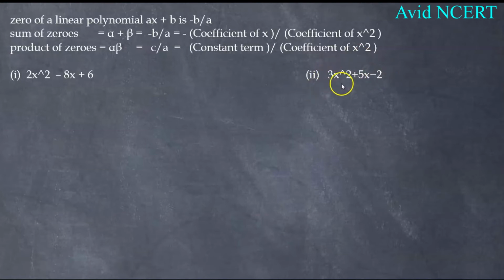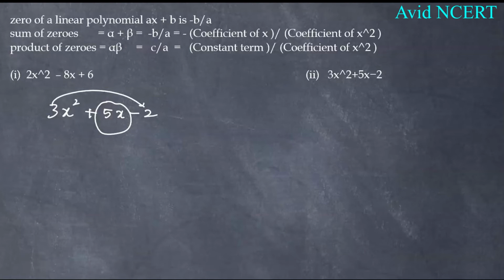Now let's try to solve this problem. So the question is 3x square plus 5x minus 2. So we have to find the factors by the splitting method. First we have to multiply these two terms. So this is plus 3 into minus 2, which equals minus 6. When we multiply we have to get this minus 6, and when we add or subtract we have to get this plus 5.